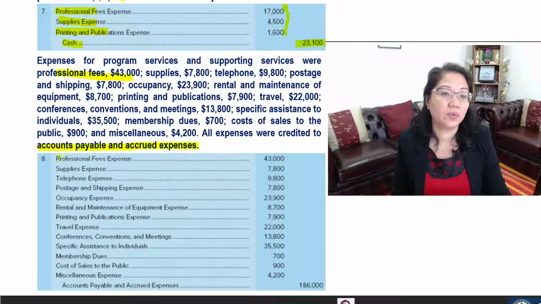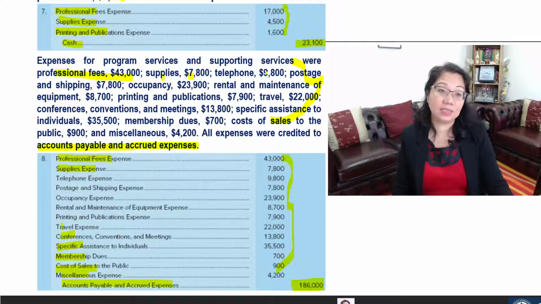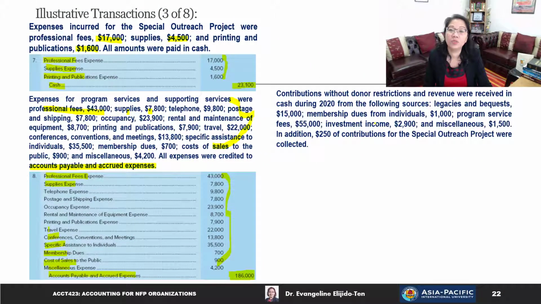Professional fees 43,000, supplies expense 7,800, telephone expenses. So we'll just have to really pretty much copy all that, including the cost of sales to the public 900. So we'll just have to put that one by one. Miscellaneous expense 4,200, and then total up all that and credit accounts payable and accrued expenses for the full amount 186,000.